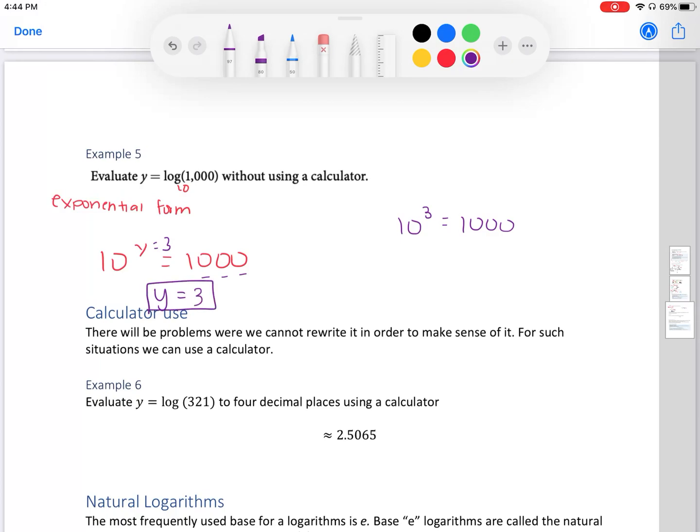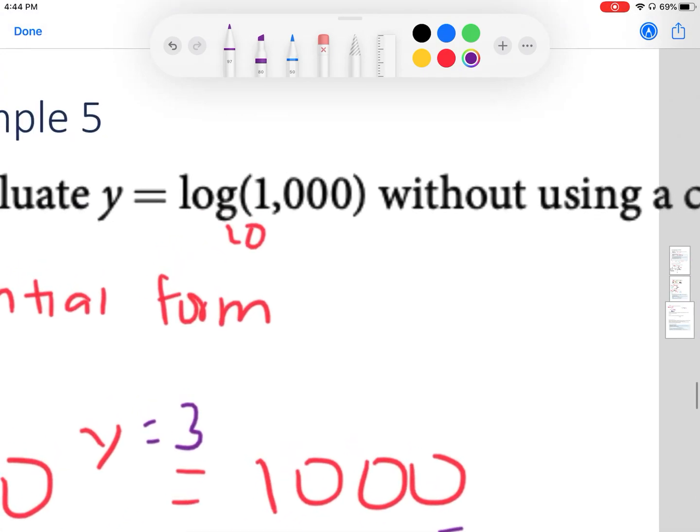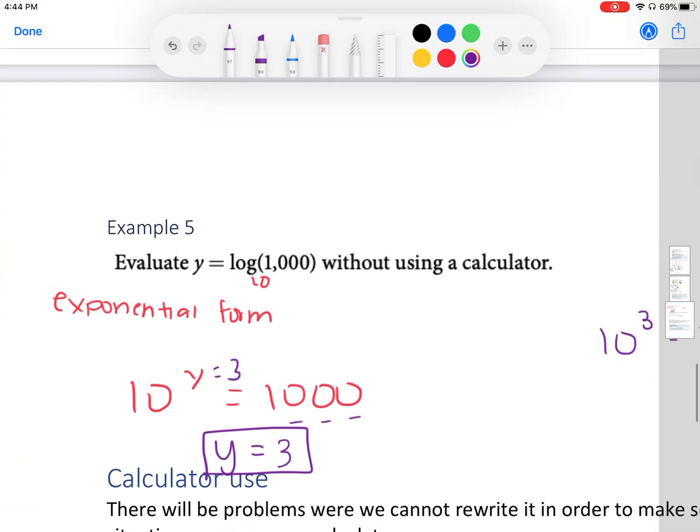Now the punchline of this example is you did not have a base. So how were you able to write an exponential form if you didn't have a base? You have to go, aha, my base is 10. That's the big deal for this problem. We didn't have a base, so we assume a base 10.